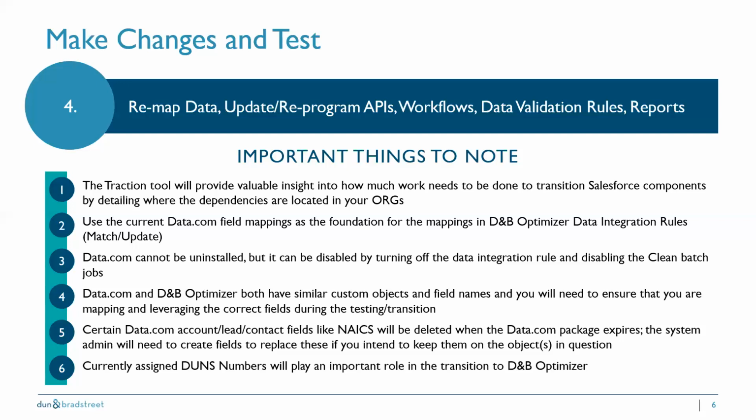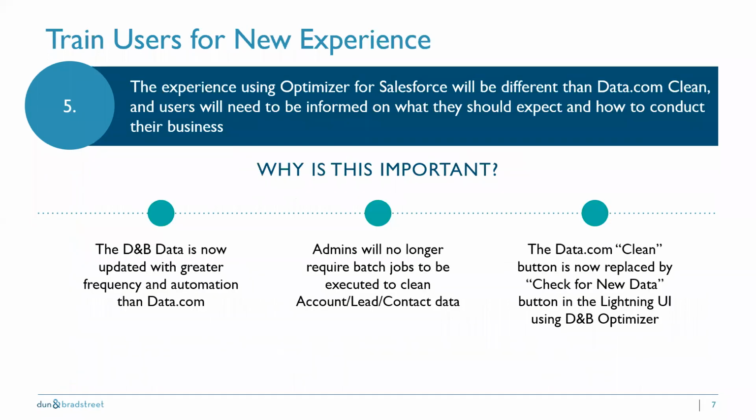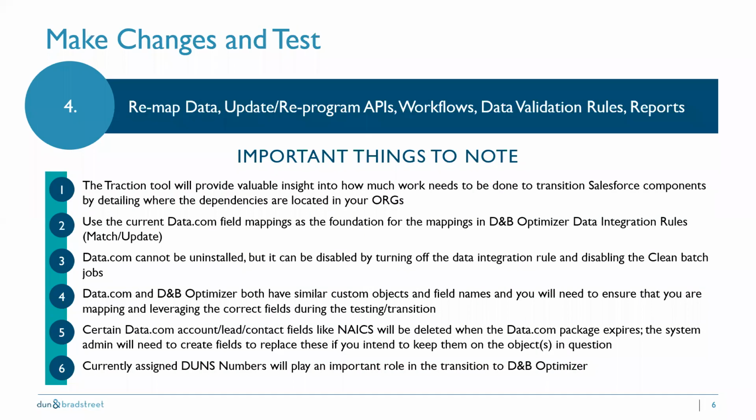Number 5, kind of related to number 4, when those fields go away, for instance, the NAICS field, which I know sounds a little bit crazy, is associated with the data.com package, that field will physically go away.